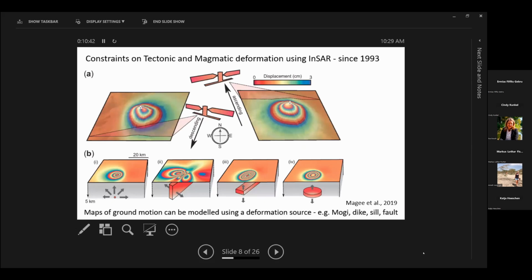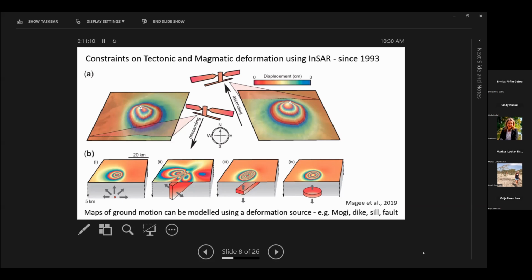Since 1993, actually, it's quite strange. The Bada sequence was basically just before the first radar acquisition, so we just missed being able to use InSAR to study that sequence. But for all the sequences since, we can better understand whether seismic sequences are related to only faulting or dike intrusion by using InSAR as well, because the ground deformation pattern that these different sources produce is very characteristic.